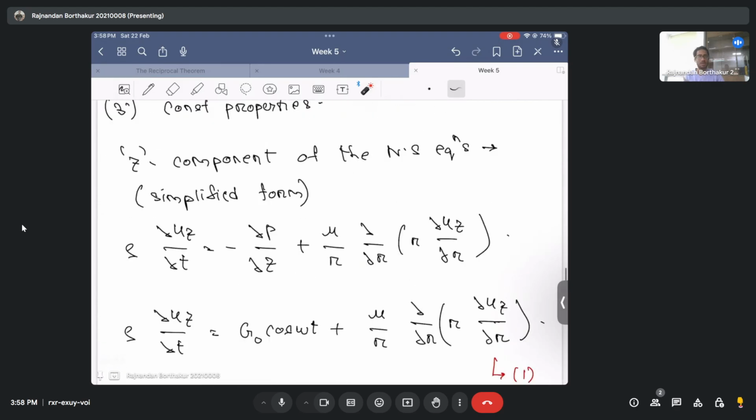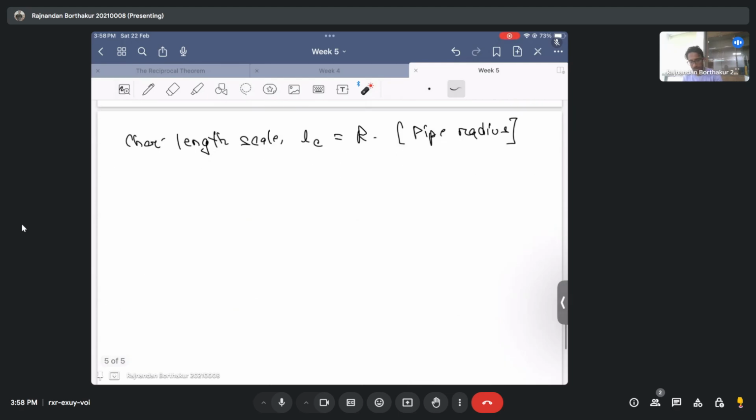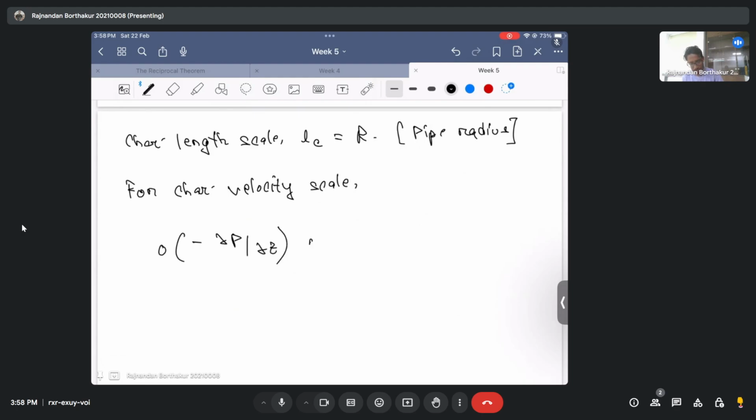So in order to evaluate the characteristic velocity scale, we will say that the pressure gradient term will scale as the viscous term. Okay. What I'm trying to say is that the order of magnitude of minus dp by dz is of the same order of magnitude as mu by r times del by del r of r del uz by del r.